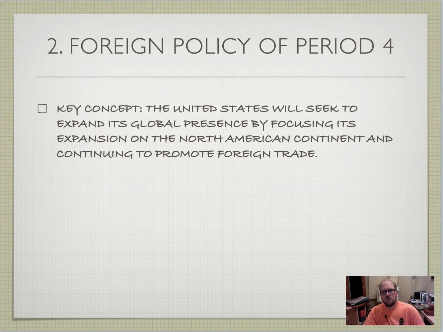Okay, the foreign policy during period 4, some things to look out for. The big concept was the United States really wanting to expand its global presence by focusing expansion on the North American continent, meaning they really wanted to push out those foreign powers of England, Spain, and France.